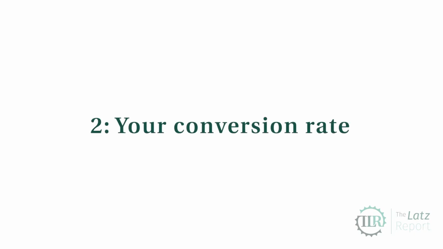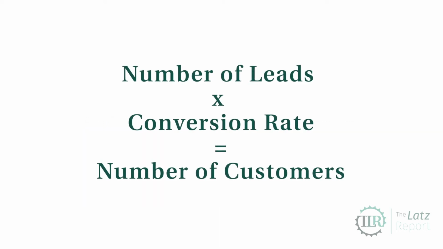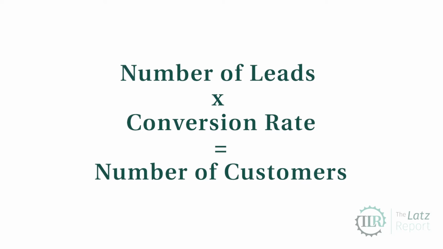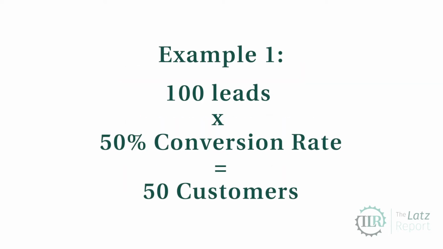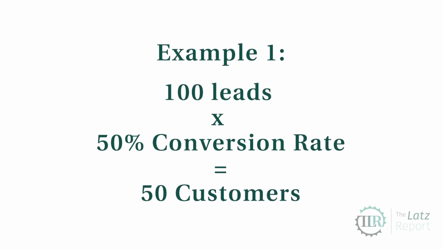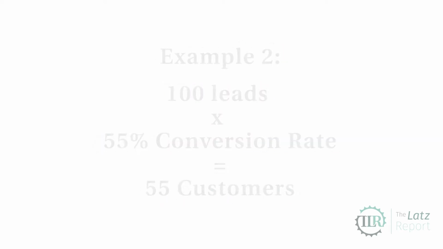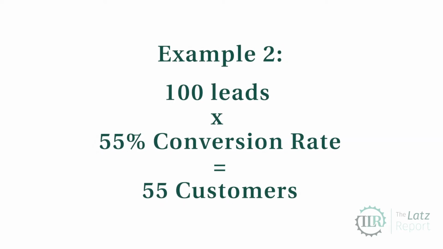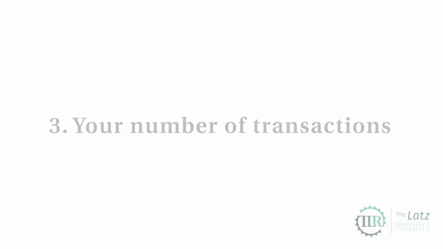Our next variable is conversion rate. Your number of leads times your conversion rate will equal your number of customers. You measure your conversion rate as a percentage. For example, suppose you have 100 leads and your conversion rate is 50%. Then you'll end up with 50 customers. But if you can use better sales and marketing techniques to improve your conversion rate to say 55%, then you'll have 55 customers.